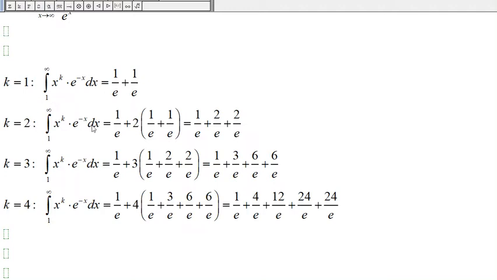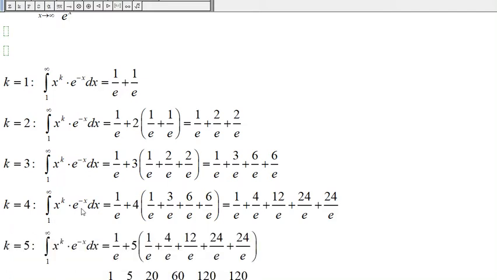So when k is 2, then it'd be just 1 over e plus 2 times the result when k is 1. When k is 3, then it'd be 1 over e plus 3 times the result for the case when k is 2. And then when k is 4, it'd be 1 over e plus 4 times the result for the case when k is 3. And now for k equal to 5, we'll follow this pattern right here. It'd be 1 over e plus 5 times the result for the case when k is 4.